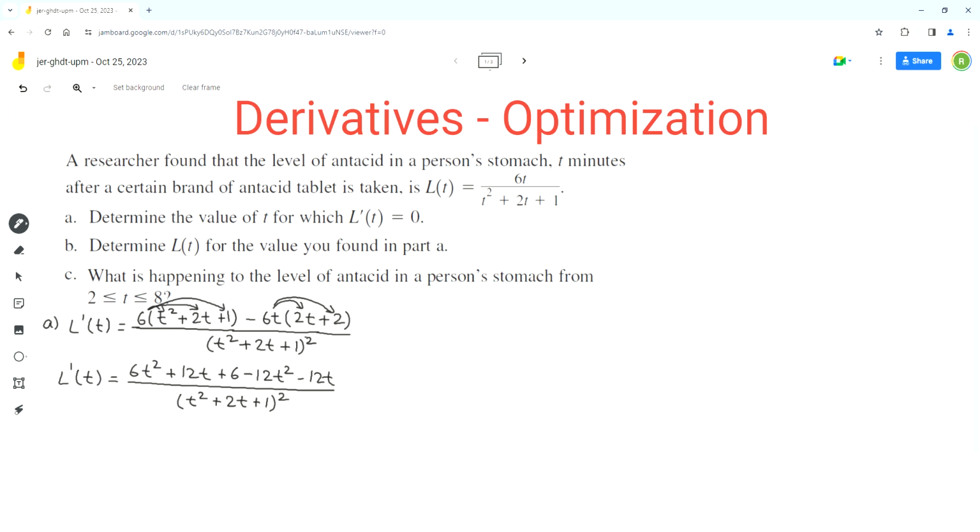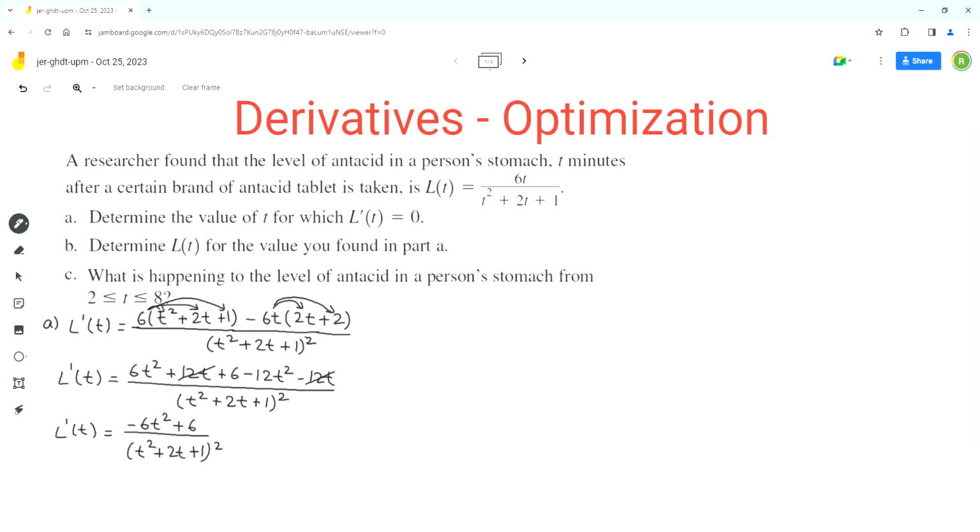Now we can combine like terms in the numerator. So 12t and negative 12t will cancel each other out, and we can combine 6t squared and negative 12t squared. So we get L prime of t is equal to negative 6t squared plus 6, over t squared plus 2t plus 1, and then squared. So this is the expression for the derivative of the given function L(t).